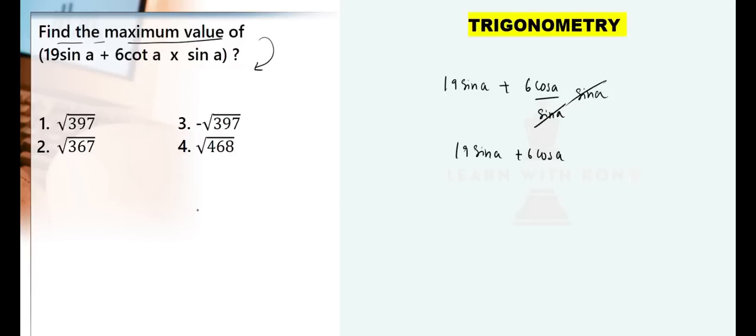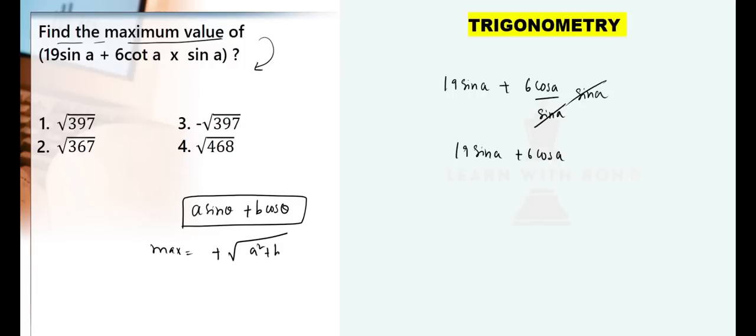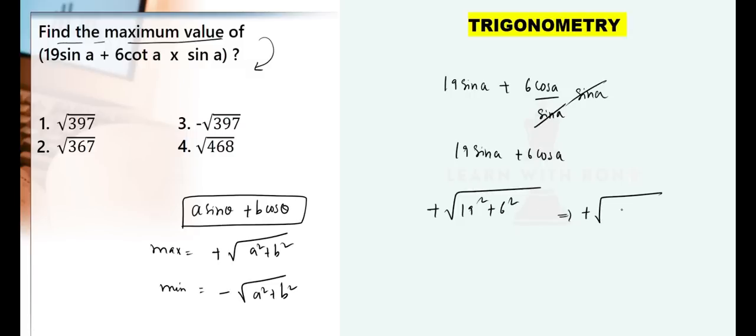First remember this, if A sin theta plus B cos theta, if they have given this form of expression, maximum value is plus square root of A square plus B square and minimum value is minus square root of A square plus B square, okay? Here they asked us maximum value, so plus square root of 19 square plus 6 square, which implies 19 square is 361, 6 square is 36, so our answer is plus square root of 397, which is option number 1.